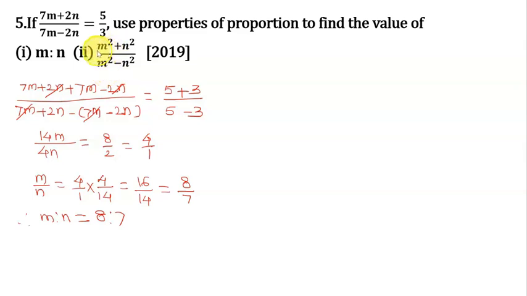Now next, to find the value of m square plus n square upon m square minus n square, we know that m upon n is equal to 8 upon 7. Squaring on both sides, then you will get here m square upon n square is equal to 8 square upon 7 square.